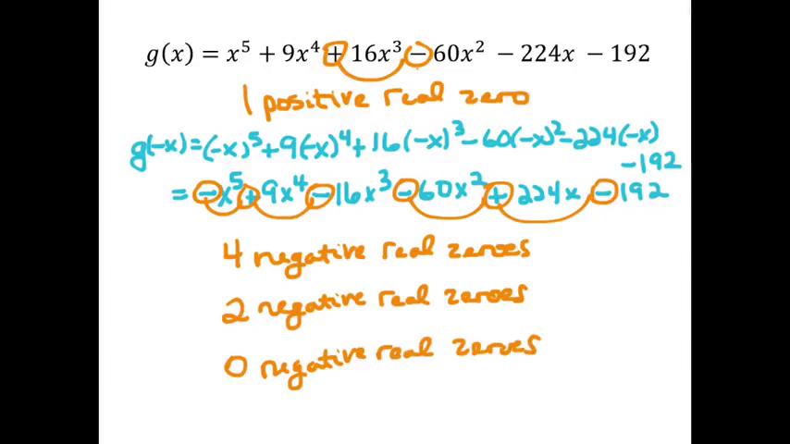So, according to Descartes' rule of signs, definitely we have 1 positive real zero for this degree of 5 polynomial. But the negative real zeros, there might be 4 of them, there might be 2 of them, or there might be none of them. But there's no possibility that there's only 1 negative real zero or only 3 negative real zeros. It would have to be 4 or 2 or 0.